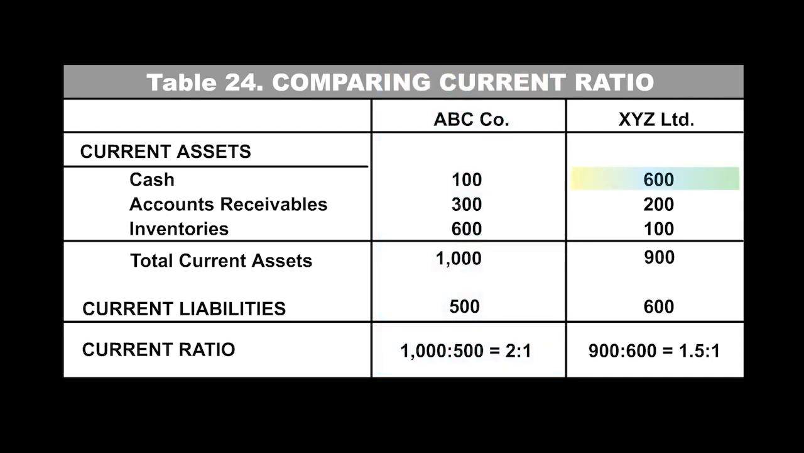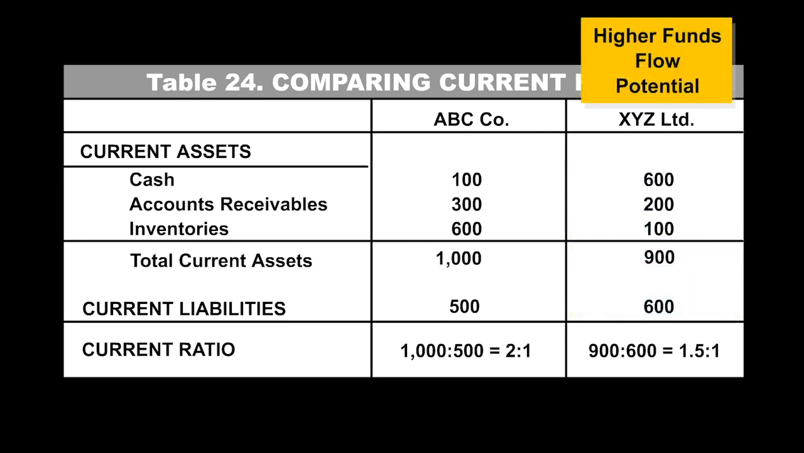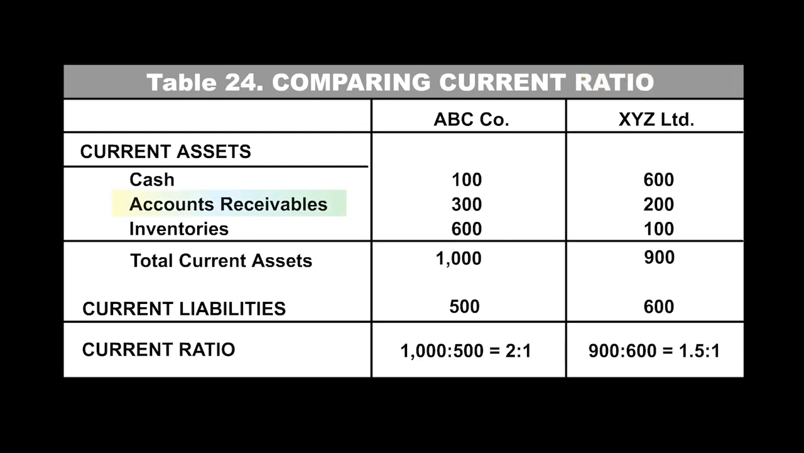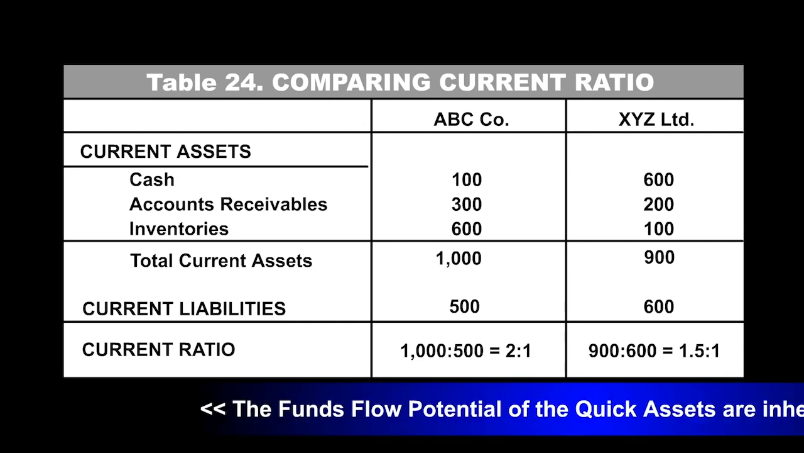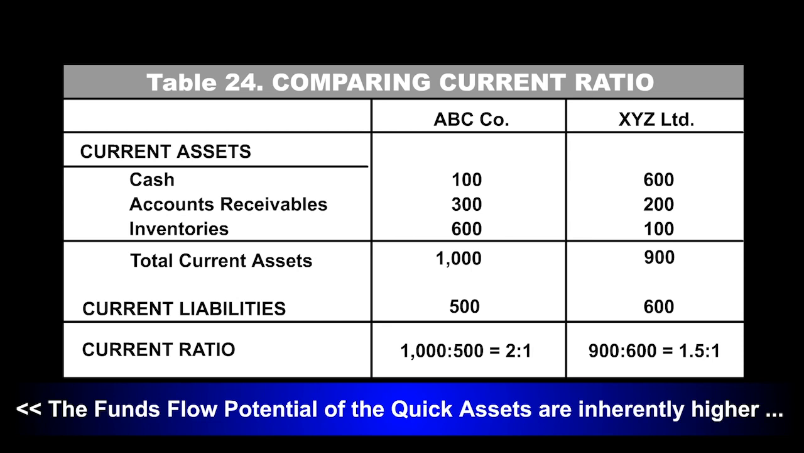XYZ Limited actually has 600 pesos in cash, which can pay for all its current liabilities. In fact, it has higher funds flow potential because it has a lot of cash floating around. Even if the accounts receivables are not collected, and if inventories are not sold, it is still liquid enough to pay for all the pressing short-term obligations. The same caveat applies to quick ratios, but to a lesser degree, because the funds flow potential of the quick assets is inherently higher and will therefore have lesser chances of becoming frozen.